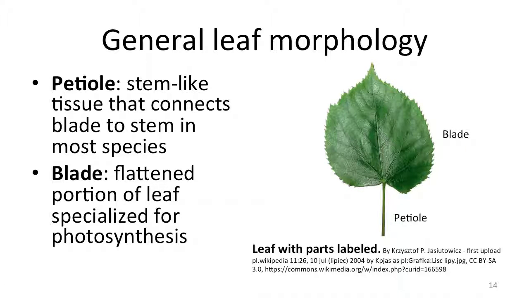Now we're going to go over general leaf morphology. We're going to start with a couple of terms you are probably familiar with. The first is the petiole. And the petiole is stem-like tissue that connects the blade to the stem in most plant species. It's not truly a stem because it's part of the leaf, but it's acting like a stem. And so here on the diagram is a petiole. The remainder of the leaf then is the blade, and this is the flattened portion of a leaf that is specialized for photosynthesis. So this whole section up here is the blade.